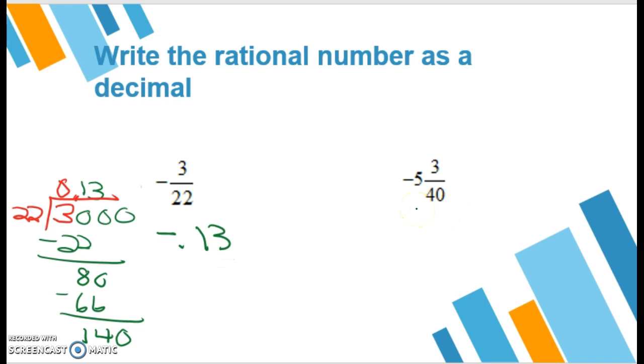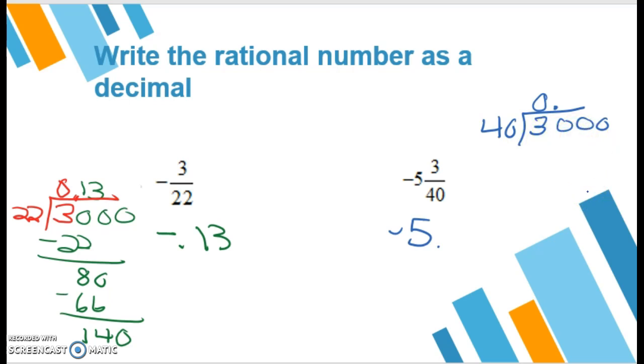For this next one, I have -5 and 3/40. There's a couple different ways I can go about this one. I know that my final answer, if I have a -5 here, is going to be -5 point something. I just have to figure out what that something is. So again, I'm going to do my long division here. I'm going to do 3 divided by 40, so 3 on the inside, 40 on the outside. 40 can't go into 3, so I add a 0 and a decimal point, and I add a bunch of zeros in here. 40 can't go into 30 either, but it can go into 300.